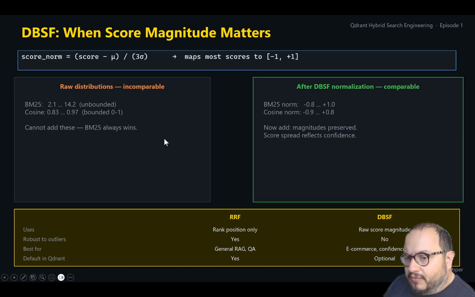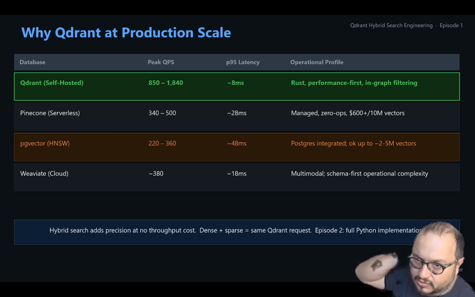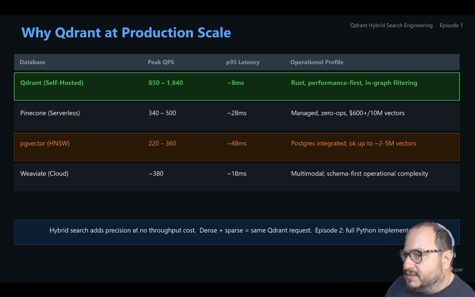Now the payoff. What does this actually deliver in production? Here are the benchmark numbers. Here are the numbers I found when evaluating production vector databases. There are 1 million vectors, a realistic production scale. Qdrant self-hosted: 850 to 1840 queries per second, 8 millisecond P95 latency.